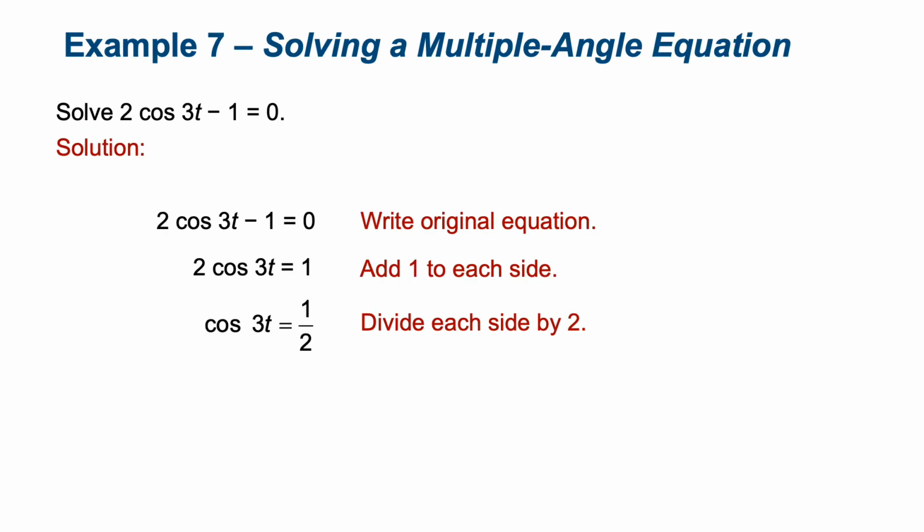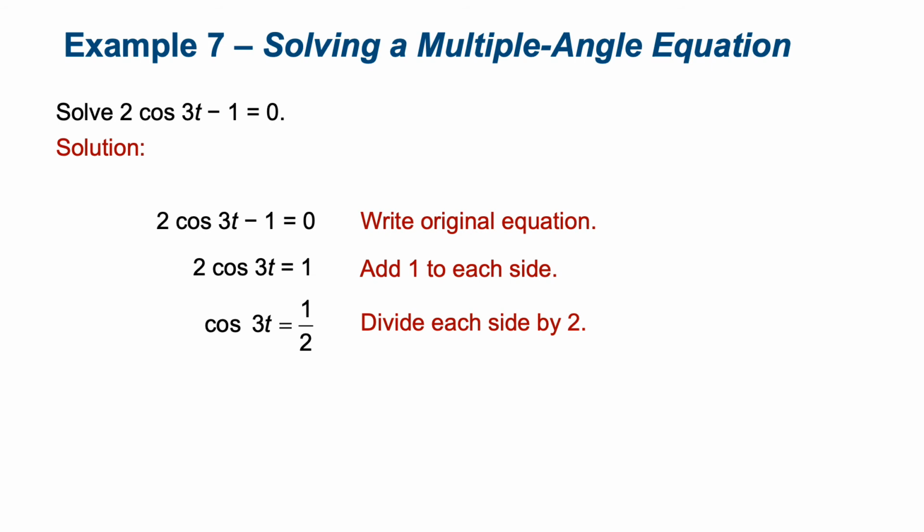All right, so let's see, for instance, we have 2 cosine of 3t minus 1 is equal to 0. So of course we would solve for the trig function. We'd add 1 to both sides, divide by 2. So now basically we're asking, where does cosine of 3t equal 1/2?